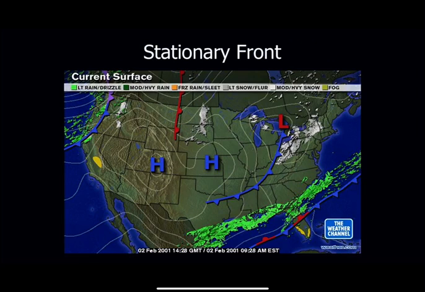Can you find the stationary front? Very good. This is why there's so much rain down near the coast at that time. The air's not moving. They're kind of stuck. Can you find the occluded front? There it is, hidden at the top left of your screen. A little hard to identify, but there it is in purple.